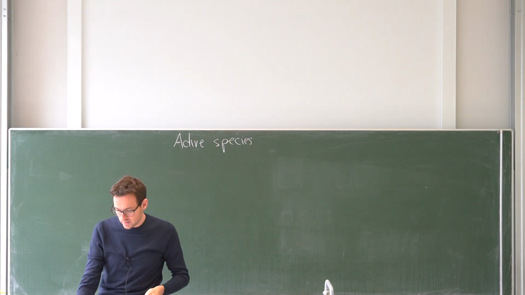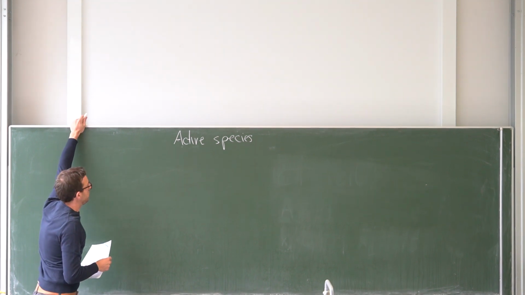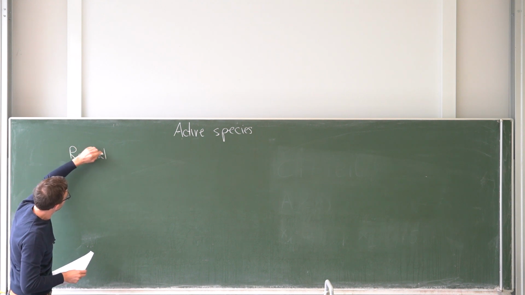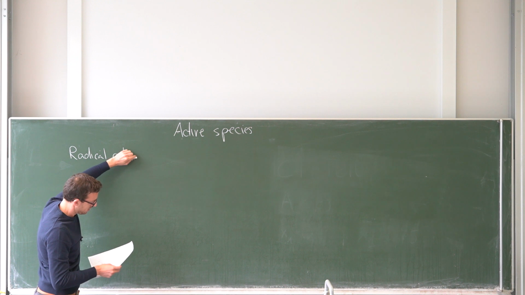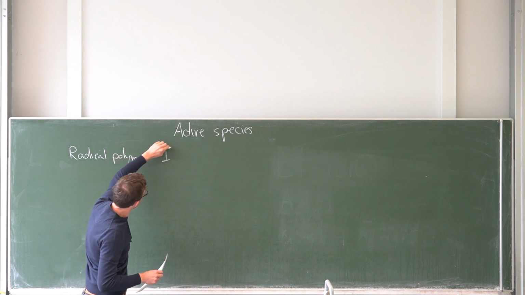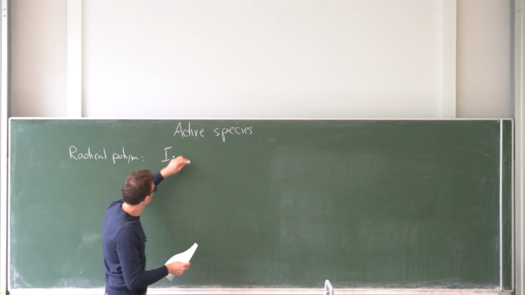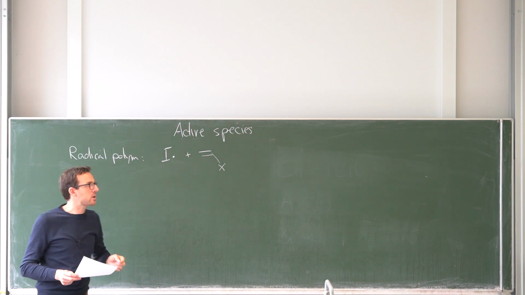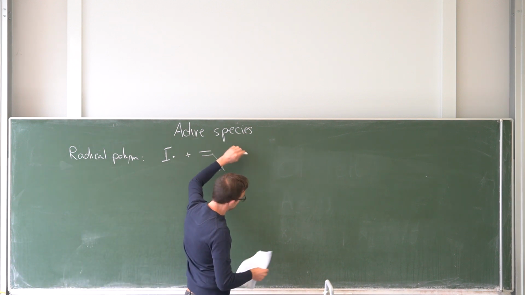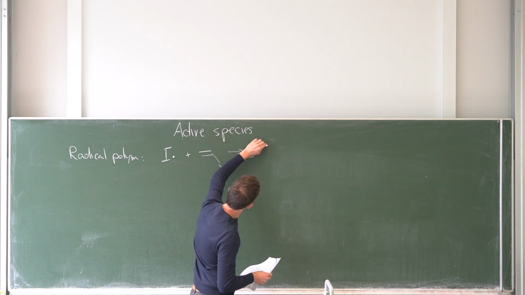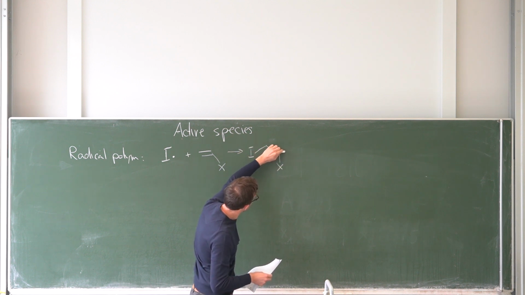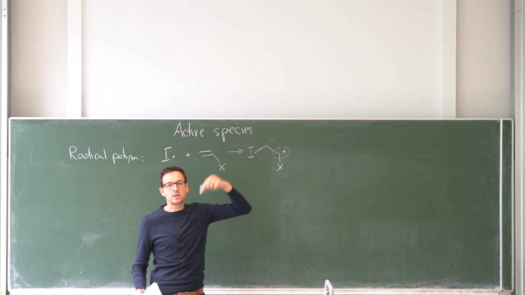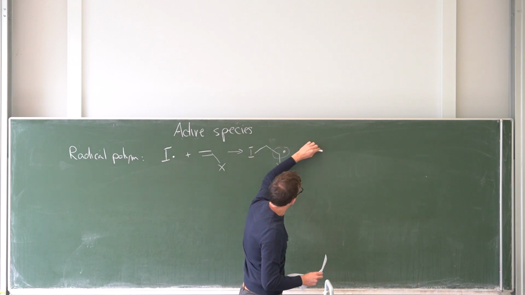So we have active species, and what we learned last time for a radical is we have our initiator that carries a radical. We let this react with a vinyl monomer carrying a double bond, and then this forms a radical species. And this now is the propagating unit that keeps propagating more and more. So we will form a polymer.